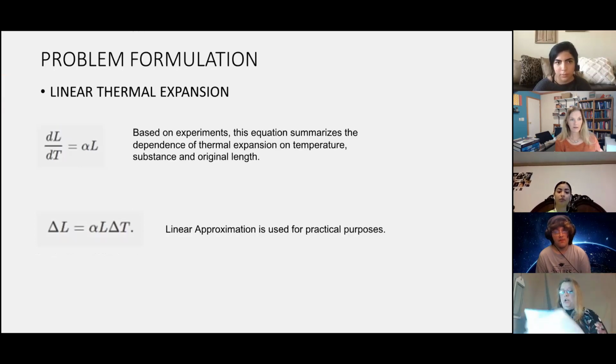Under ordinary conditions, there is no normal direction for substances to go. They are free to expand or contract, which changes the overall size. However, the proportions actually stay the same. The first formula is based on experiments and summarizes the dependence of thermal expansion on temperature, substance, and original length. The second equation is the linear approximation and is the one commonly used for practical purposes.